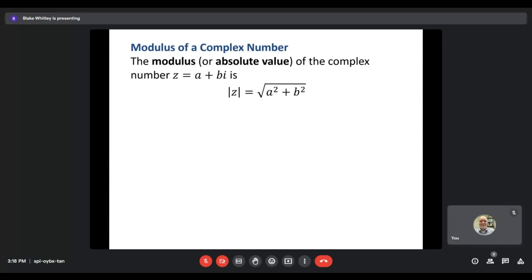Now remember, an absolute value just tells you the distance a number is away from 0. So that's exactly what we're finding here when we're looking at a modulus. We're asking ourselves, how far away from 0, from the origin of our complex plane, is this complex number? Okay, and that's why we're using the square root of a squared plus b squared. It's basically like the Pythagorean theorem. It's giving us that distance from the origin.